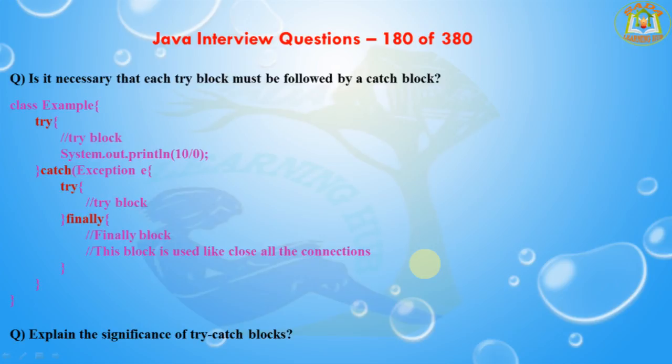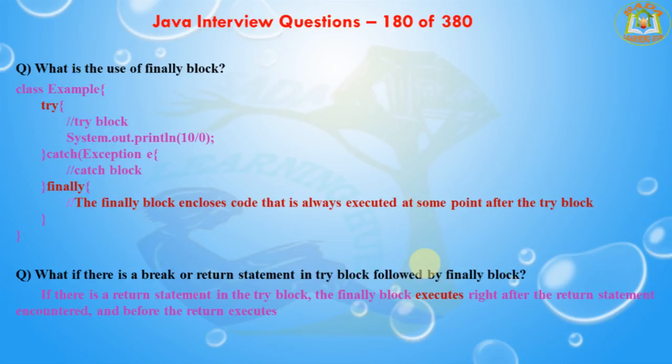The next question is: what is the use of the finally block? The finally block encloses the code that is always executed at some point after the try block, whether an exception was thrown or not. This is the right place to close files, release your network socket connections and perform any other cleanup your code requires. If the try block executes with no exceptions, the finally block is executed immediately after the try block completes. If there was an exception thrown, the finally block executes immediately after the proper catch block completes.